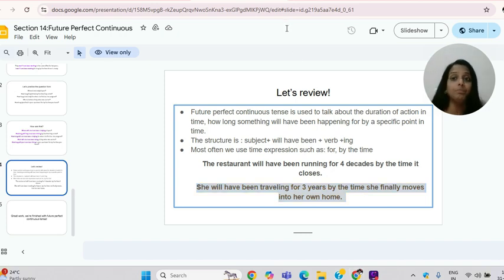Mastering this tense will help you sound more fluent and precise, especially when discussing durations of ongoing actions in the future. Now, go ahead and experiment with it. How long will you have been practicing this tense before you completely master it?